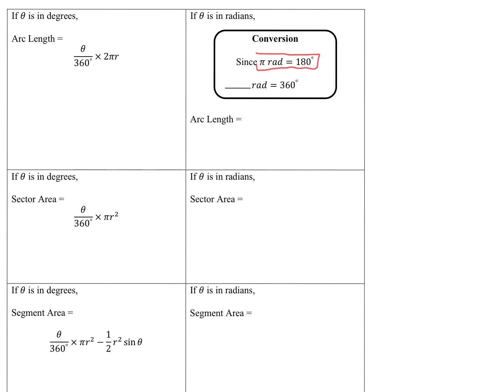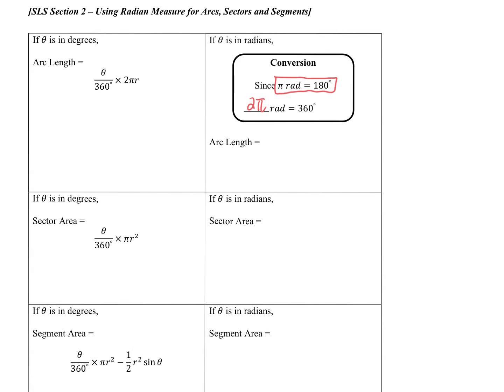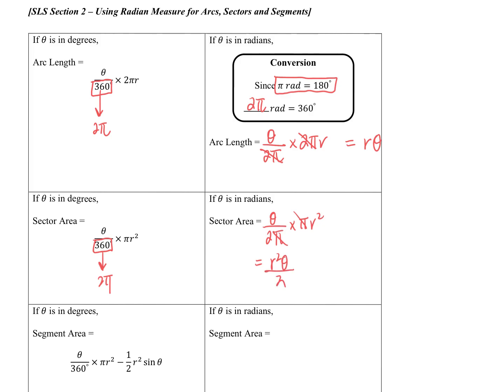So 2 pi is 360. Yes. Pi radian is 180 degree. Okay. So if we change this to 2 pi, then we would simplify the formula for arc length to be just radius times angle in radians. Same thing here. If I were to replace this with 2 pi, if I do my conversion, then my formula for sector area is r squared theta over 2.